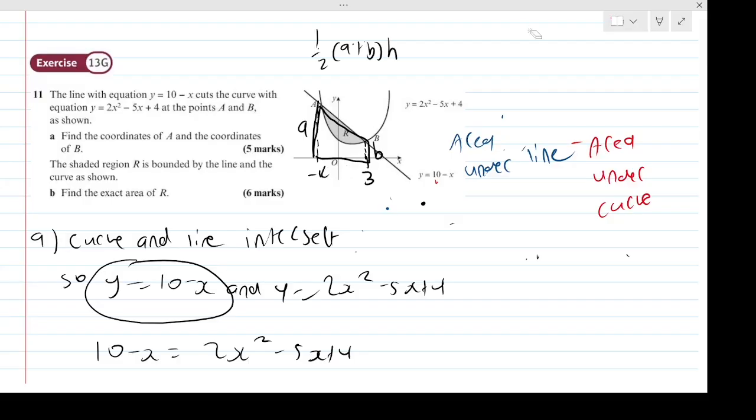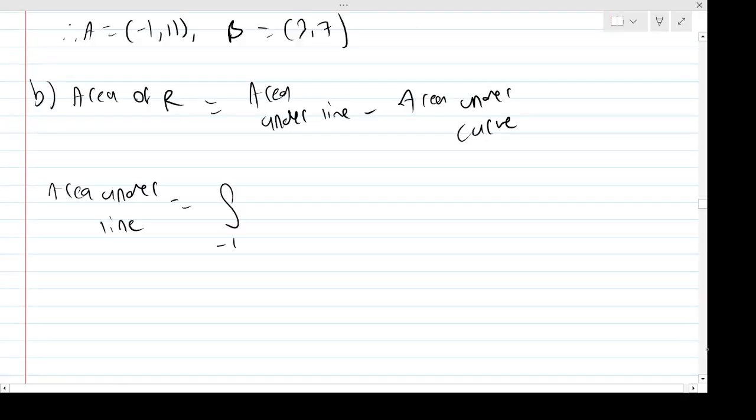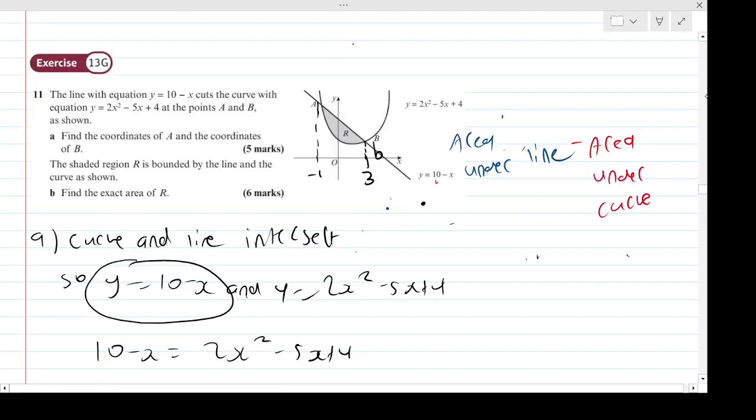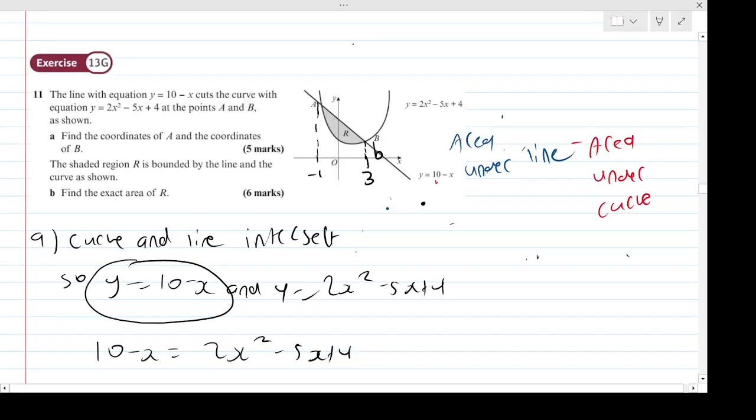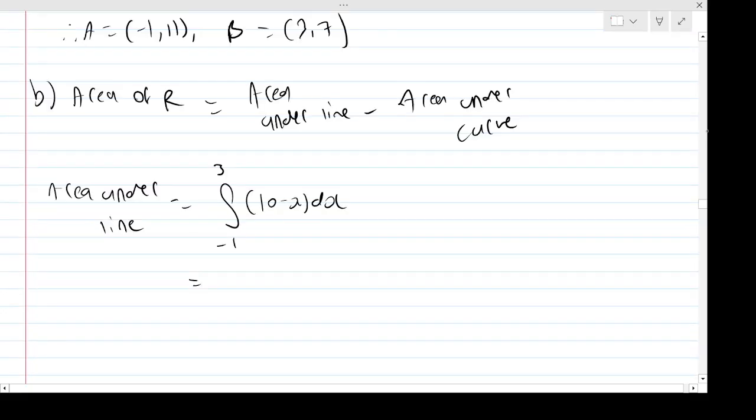You could do that, but I'll show an example where we can integrate under the line, and it actually is a bit more straightforward in this case. So the area under the line, if we integrate, is simply between minus 1 and 3. The line has the equation 10 minus x dx. So I'll just work out that integral. If you don't want to go down the route of trying to find the trapezium, this is the safer route of just integrating the line between the two endpoints, like with the curve.